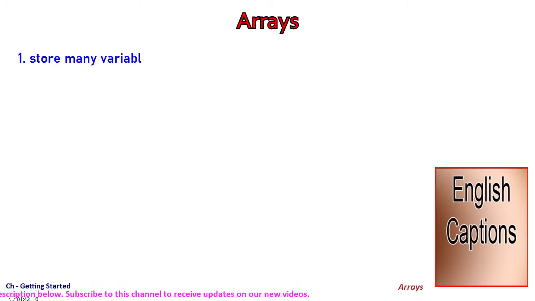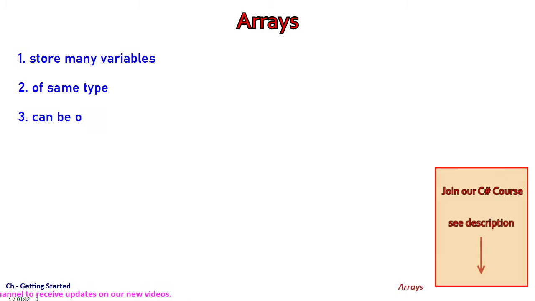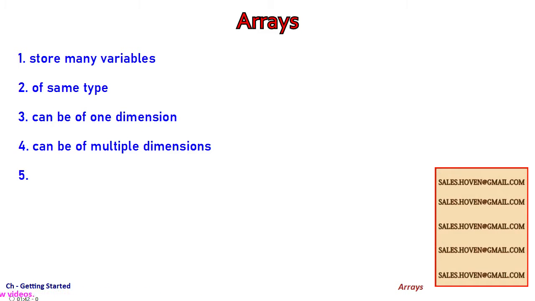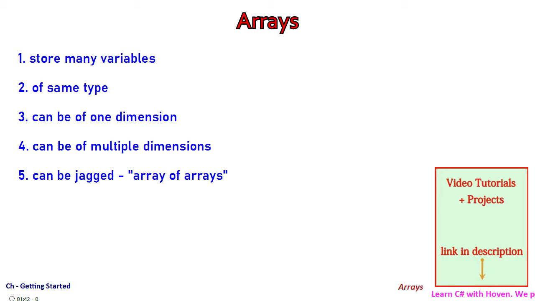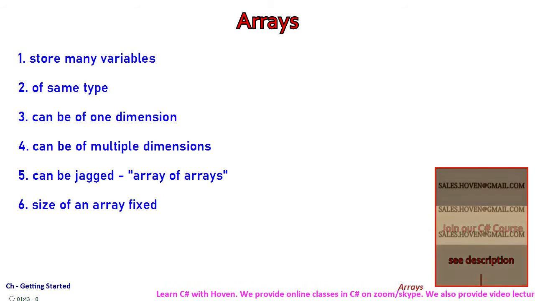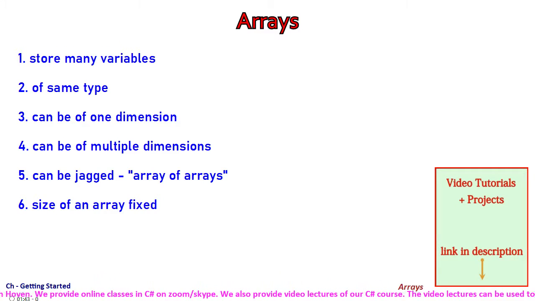Arrays can be used to store many variables of the same type. An array can be of one dimension, can be of multiple dimensions, and can even be jagged arrays. Jagged arrays are commonly called arrays of arrays. The size of an array is decided at the time of creation and cannot be altered later. The only way of altering is to recreate an array and create a new object of it. But that's a different story.